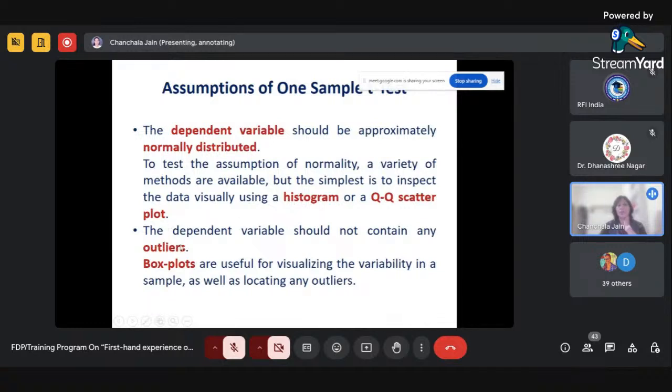The last one says the dependent variable should not contain any outliers. That means there should be no outliers in your dependent variable. The meaning is very simple. You can use the box plot for checking this. Outliers are very distinct values which are not similar to the rest of the data points of your data. A value which is very different and not matching with the other observations is known as an outlier.